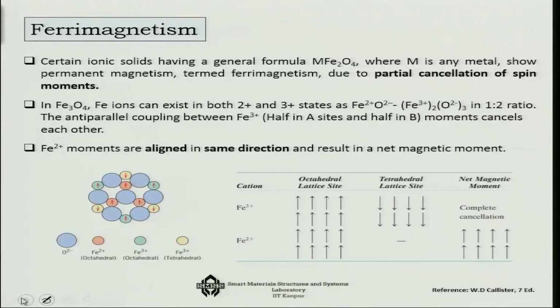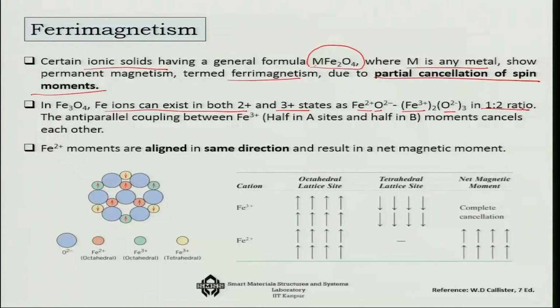Then another interesting version is called ferrimagnetism, and this happens in ionic solids, which have a common formula of MFe2O4, where M is any metal. This shows permanent magnetism, but it is termed ferrimagnetism due to partial cancellation of spin moments. For example, in Fe3O4, the iron ions can exist in both 2+ and 3+ states, as Fe2+ O2- and Fe3+ O2- in a 1:2 ratio.